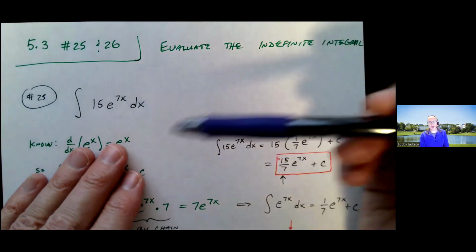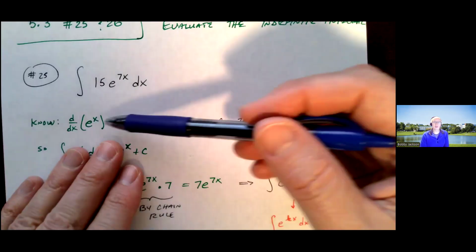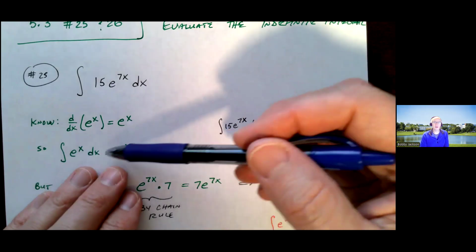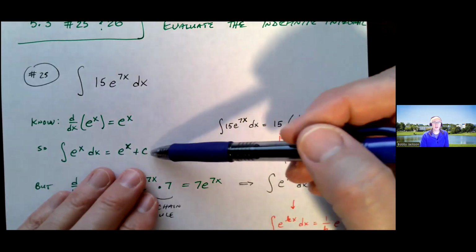So we talked about this in class. We know the derivative of e to the x is e to the x. So the integral of e to the x is e to the x plus c. All right, so that's easy enough.